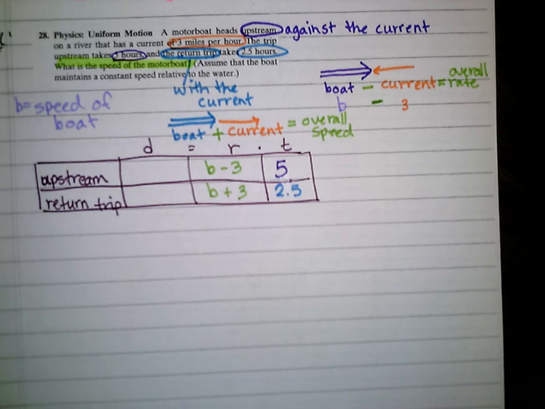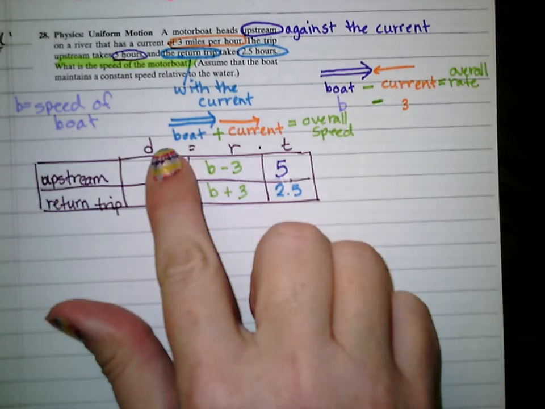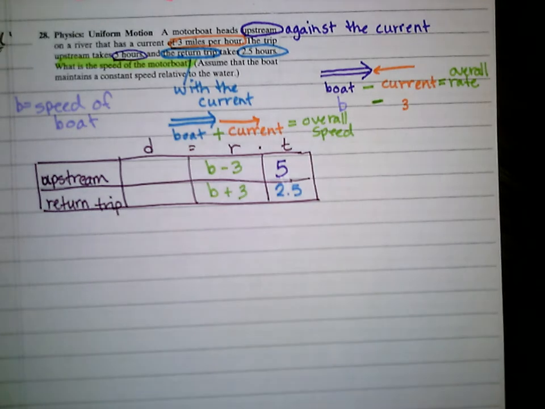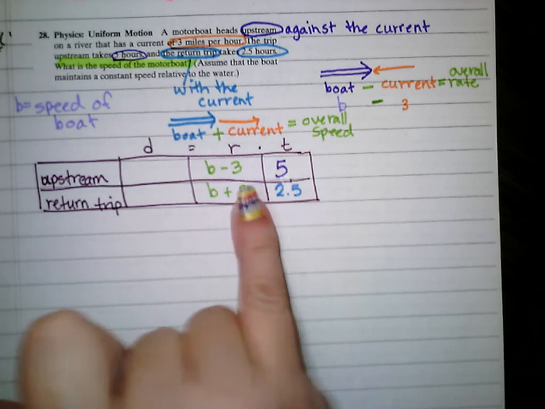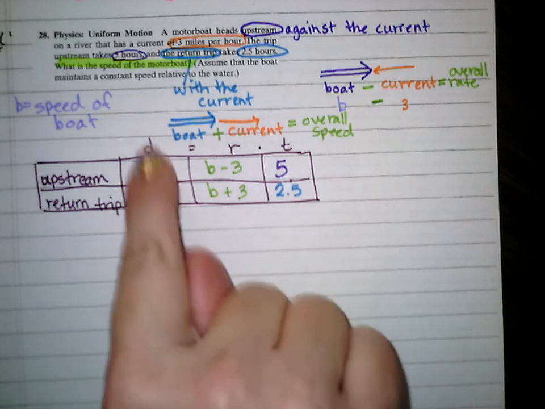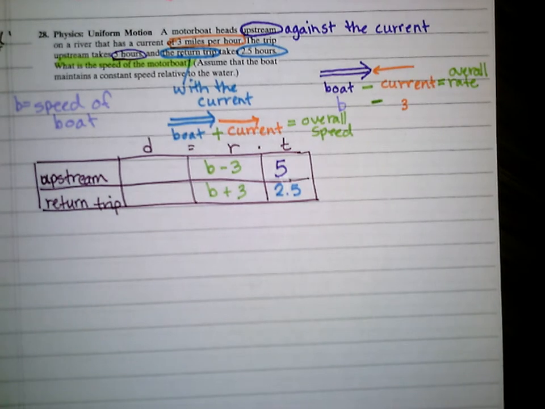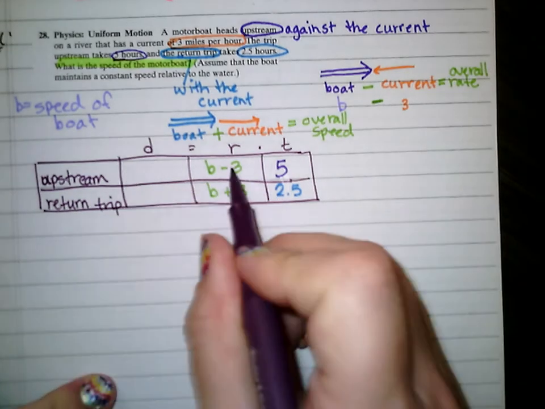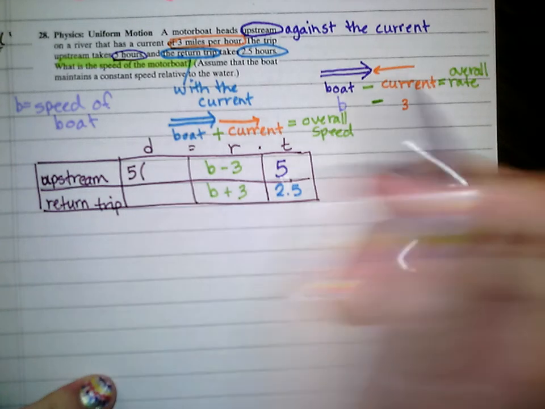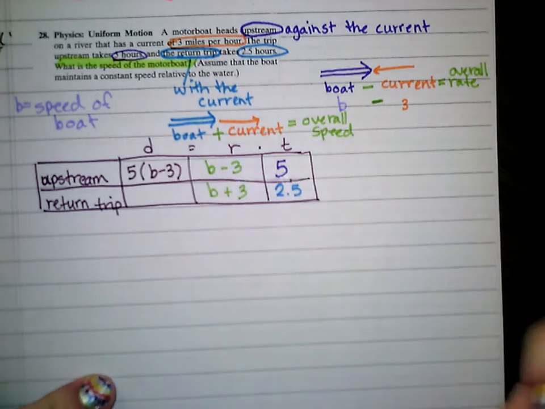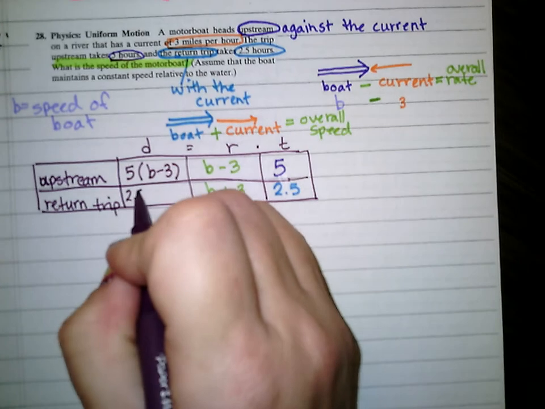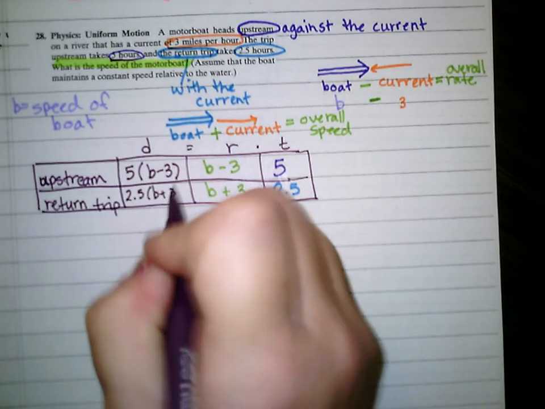Now there's nothing in here about the distance, but I know the formula distance equals rate times time. So pretty often what you're going to see in these types of problems is you're going to fill in 2 columns with what you know from the problem, and then the third column, whether it's rate or time or distance, you'll fill out using the formula distance equals rate times time. So in this case, for upstream, we're going to have distance equals rate times time will be 5 times B minus 3, and the return trip will be 2.5 times B plus 3.